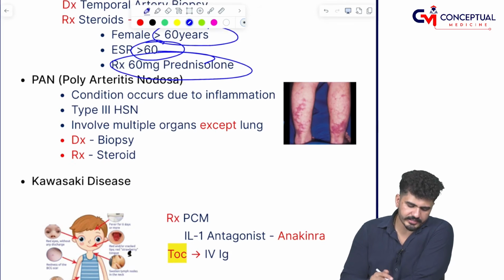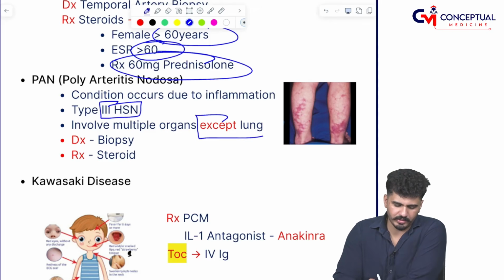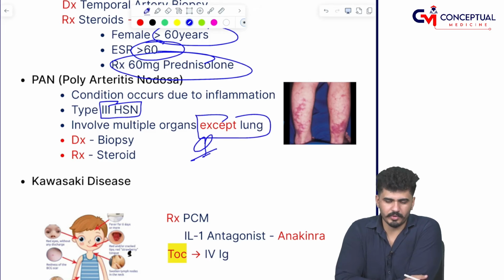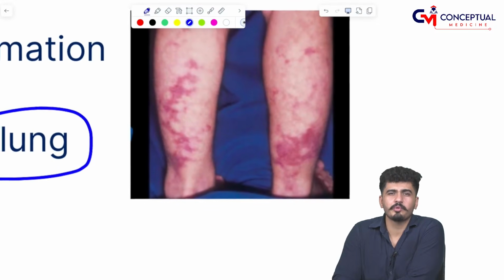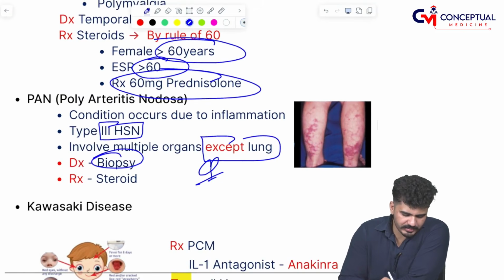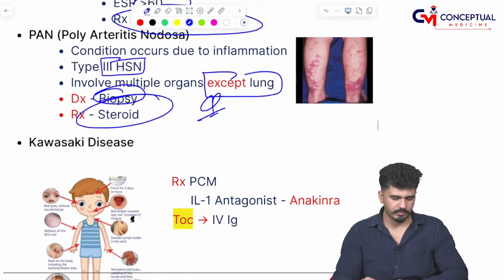Now this condition is associated with type 3 hypersensitivity reaction. Now what is happening? It is involving all the organs except your lung. This is also very important. This is involving all the organs except your lungs. So you will say in the PAN, what you are having, the purple pruritic rash. You will take a biopsy and treatment is what, sir? Your steroid.